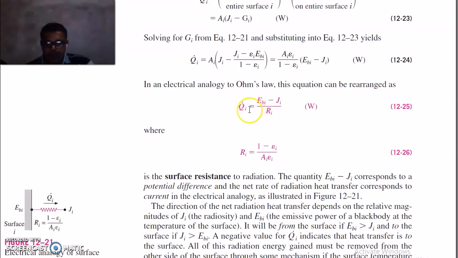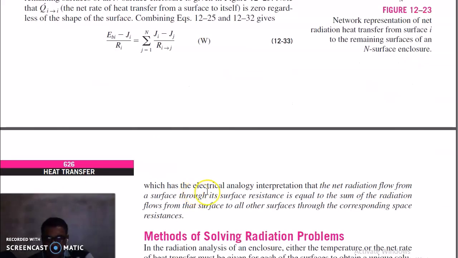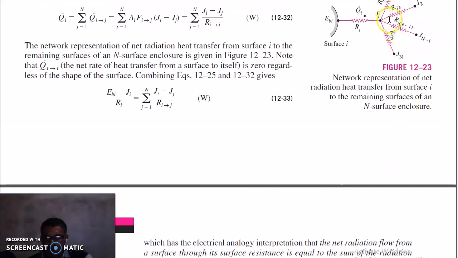So this means you can take this formula here, and this heat transfer must be 0. You can put this value here, which will give you this equation, which has an electrical analogy interpretation: the net radiation flow from a surface through its surface resistance is equal to the sum of radiation flows from the surface to all other surfaces through the corresponding space resistances, which is this.